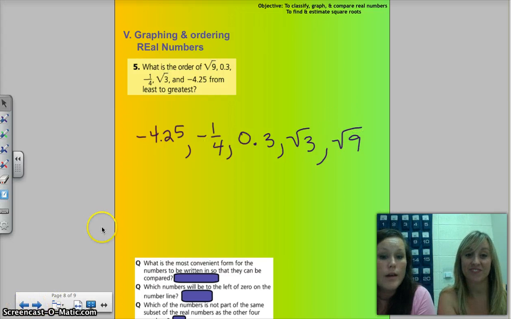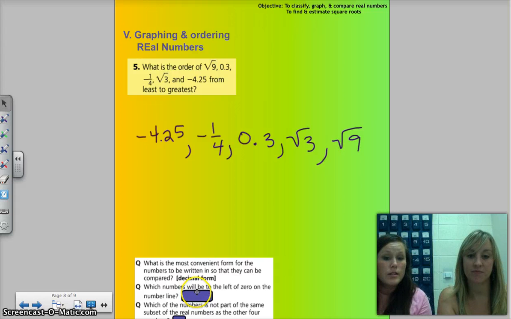Awesome. All right, down at the bottom, the most convenient form for numbers to be written so that they can be compared obviously is in decimal form. Which numbers will be to the left of the 0 on the number line? Obviously the negatives. And which of the numbers is not a part of the subset of real numbers as the other 4 numbers? Negative square root of 3 was that.